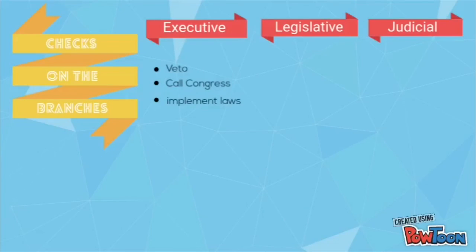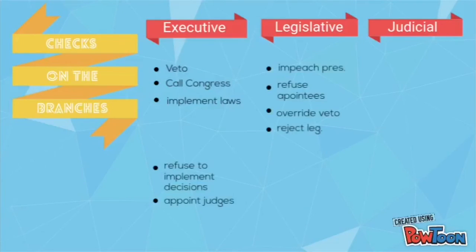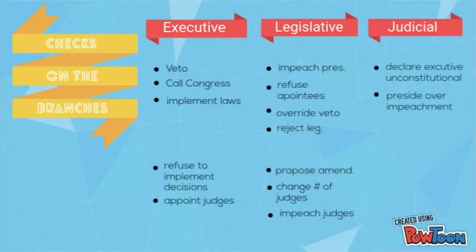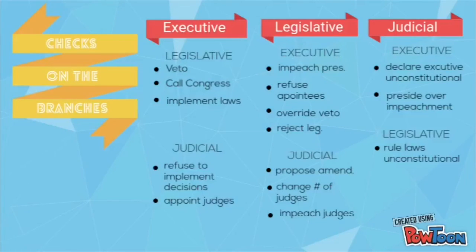Each branch has at least 1 check over the other to keep each branch in line. Framers created this so one branch couldn't become too dictatorial or monarchical and have too much power.